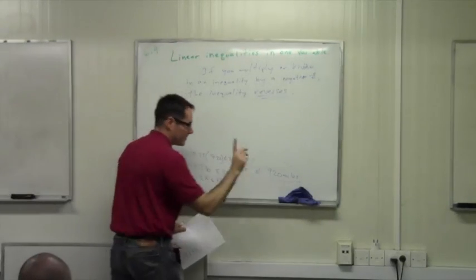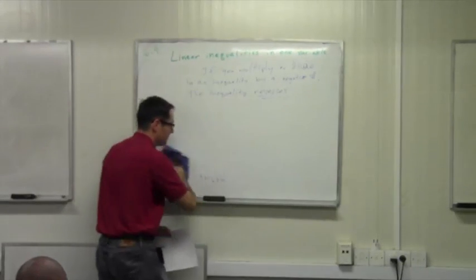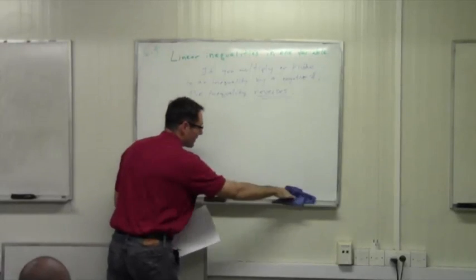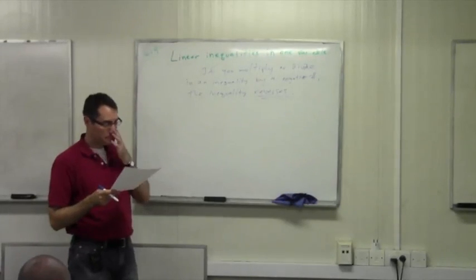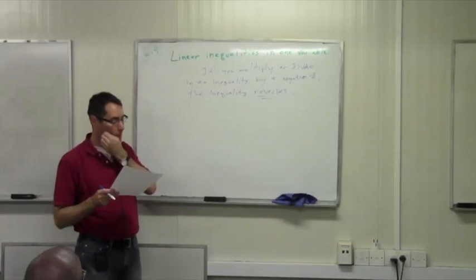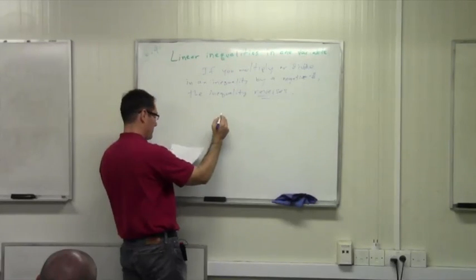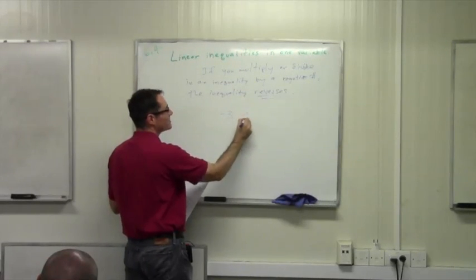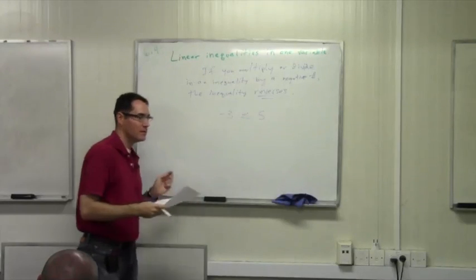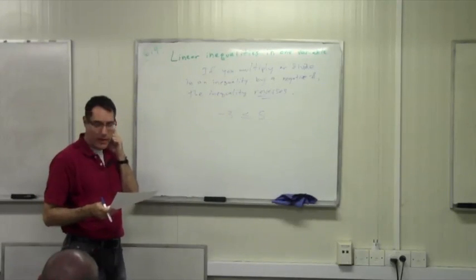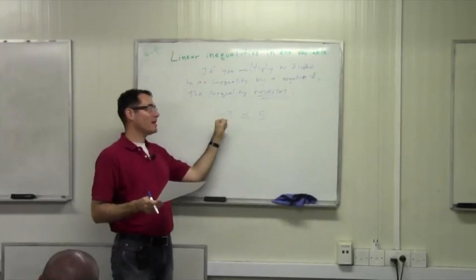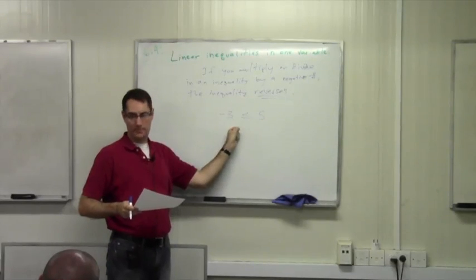Some people are like, what are you talking about? Let me show you what I'm talking about. If you multiply or divide by a negative number, let's just do a straight up example with no variables. Is -3 less than or equal to 5? Sure.